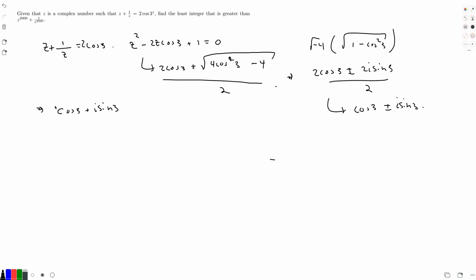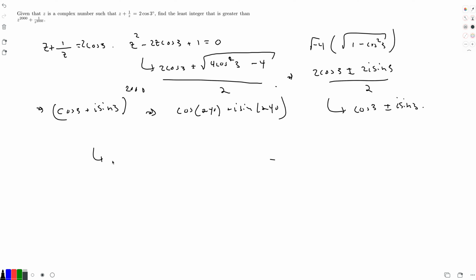and raising it to the power of 2000, applying de Moivre's theorem, this gives us cosine 6000 plus i sine 6000, and then we can subtract 16 360s to give us 240, right? So this is just cosine 240 plus i sine 240.